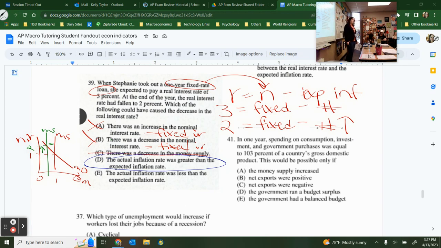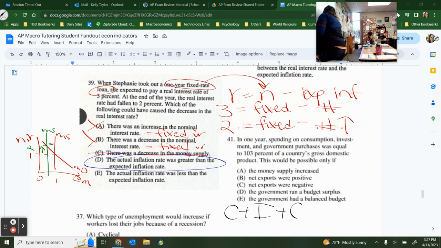Okay. Number 41. In 1 year, spending on consumption, investment, and government purchases were equal to 103% of a country's GDP. How could that possibly be? Well, let's write it out. C plus I plus G plus Xn is GDP.